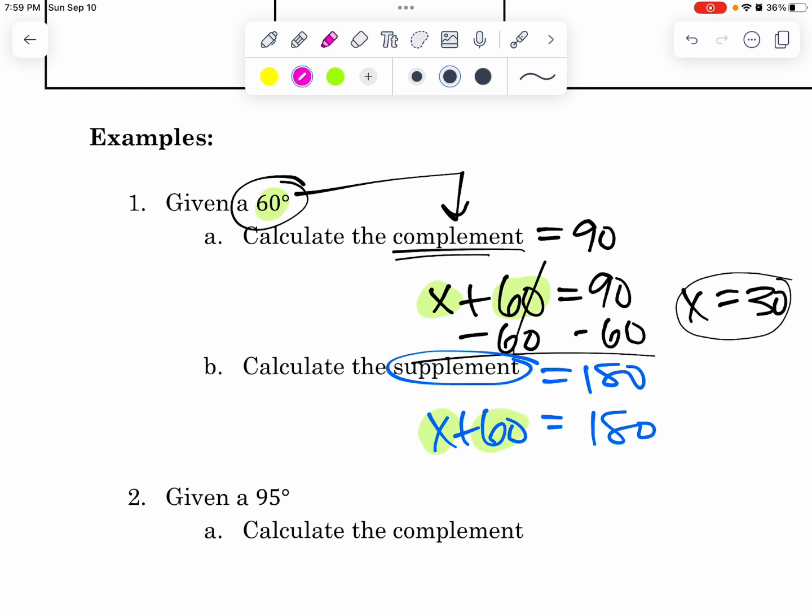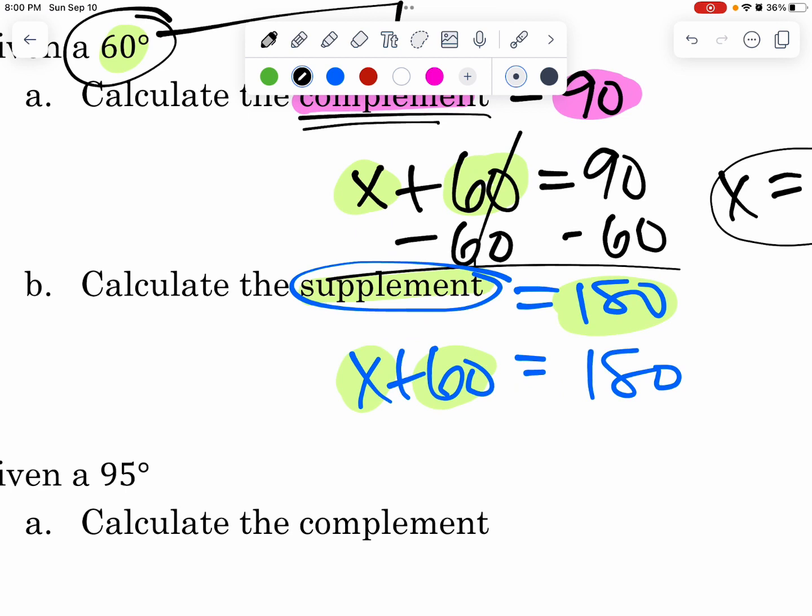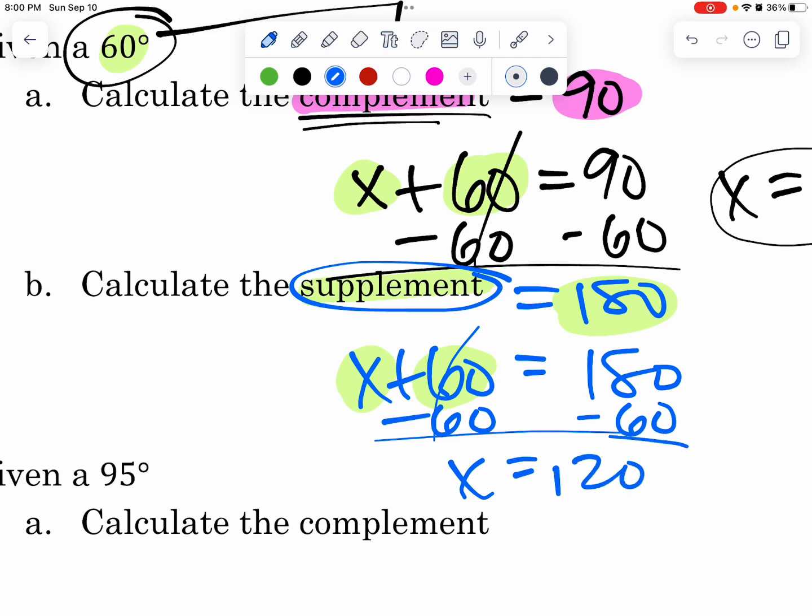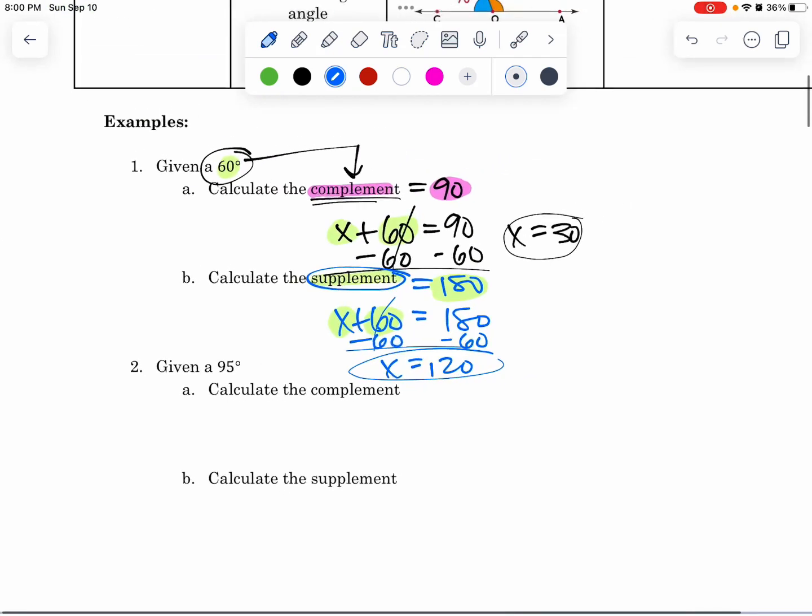But when it says complementary, that means equal it to 90. And when it says supplementary, that means equal it to 180. So we're just solving two different equations. Now I'm going to subtract 60 from both sides so that I can get x by itself. And I have 120 here. Okay, let's try the next one.